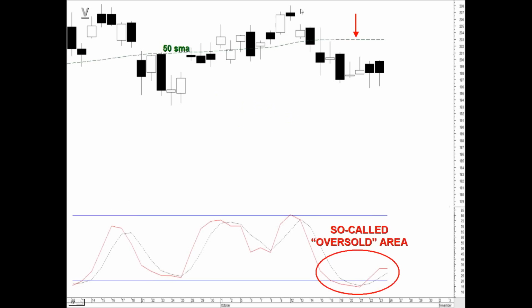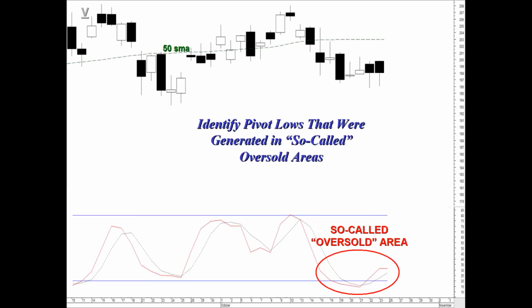Then when we went above here again, did we really go overbought? Not really. We peaked up above for a little bit, but then came right back down. But here, now that we are below the 50 once again, now we have clear indication that we were in the so-called oversold area. So we can exploit this. So what's the next step? We want to identify pivot lows that were generated in this so-called oversold area.